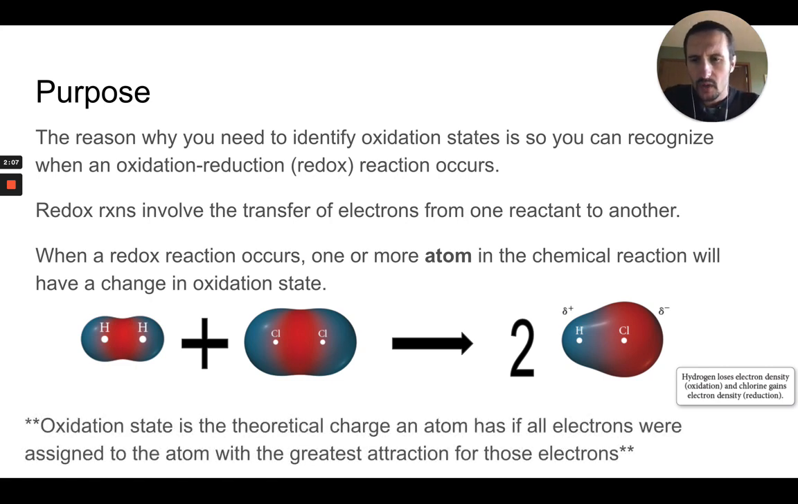It is important to note that oxidation state is a theoretical charge an atom has, imagining if the electrons were assigned to the atom with the greatest attraction for those electrons. So it's a little bit different than ionic charge. Ionic charge is an actual transfer of electrons which results in an actual charge, whereas oxidation states, think of it as a theoretical charge that we're accounting for the electrons.